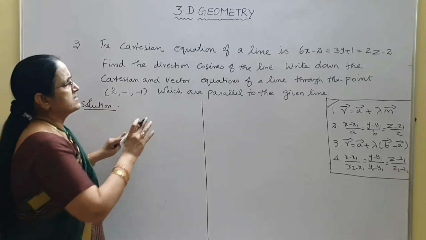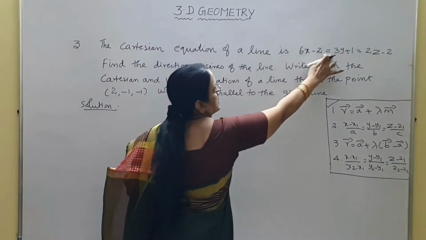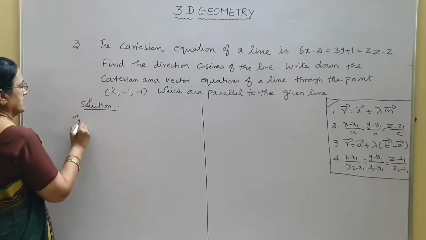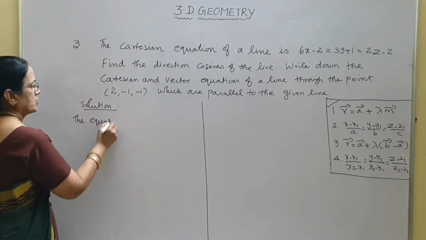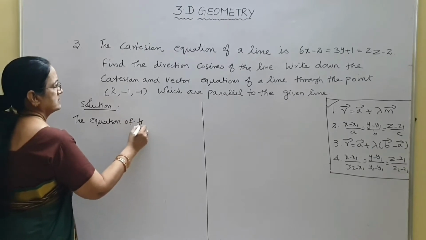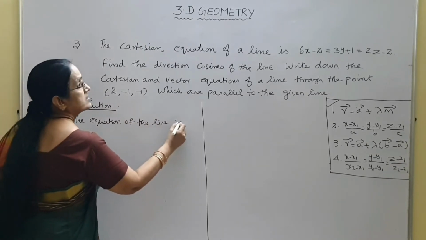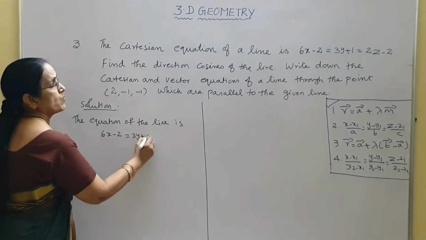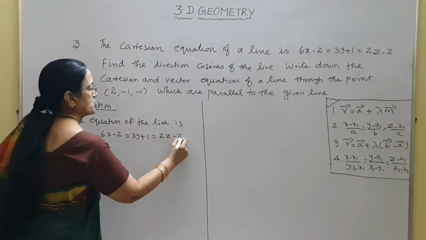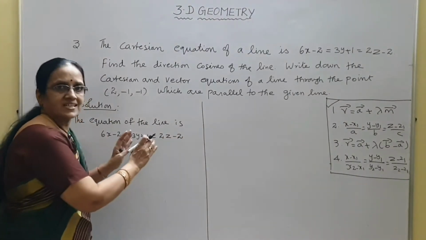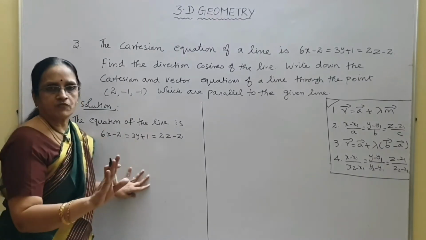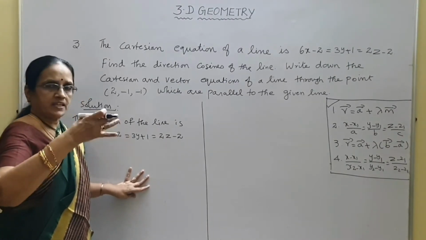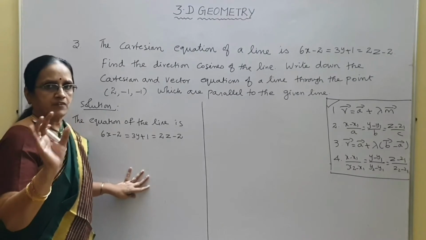The first part of the question is you need to write the direction cosines of this particular line. Okay, so what is given here? The equation of the line is 6x minus 2 equals 3y plus 1 equals 2z minus 2. Looking at it, you can say it is not in standard form. To get the DRs, first of all, the equation of the line should be in standard form.